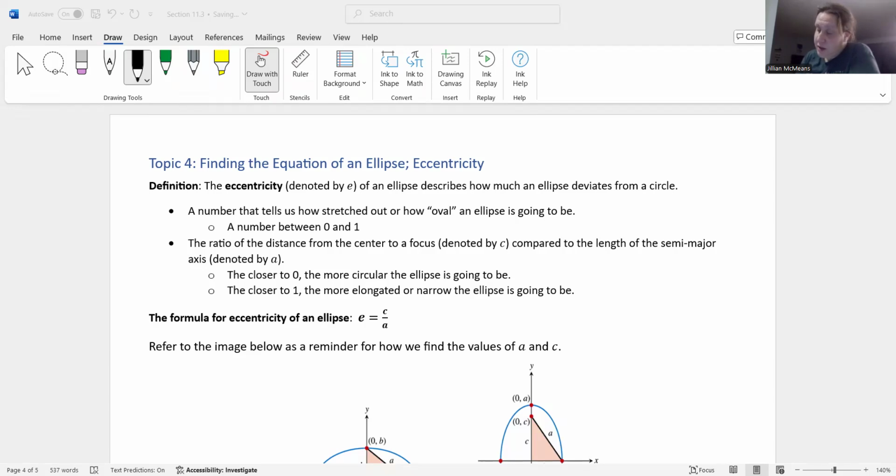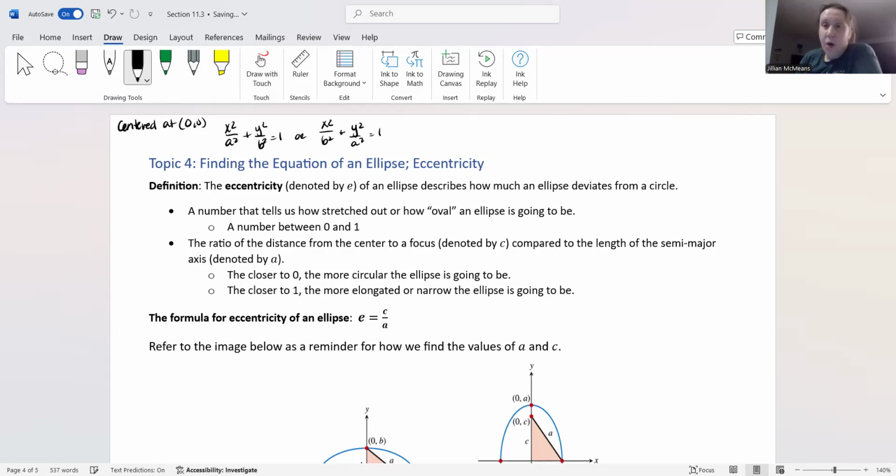If you're centered at the origin, you can have basically two types of equations. We can have x squared over a squared plus y squared over b squared equals 1. Or we can have x squared over b squared plus y squared over a squared equals 1. Why the difference? Well, it's actually really important. A has to be the longest value. So a squared is going to be the bigger denominator. B is going to be the smallest value. So b squared is the smaller denominator.